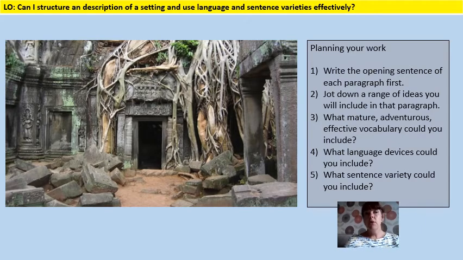Also, return to our starter activity and think about similes, alliteration. You might want to go further and include some other language devices like personification, metaphors. And again, think about sentence variety. Jot down all the punctuation devices that you are comfortable using.